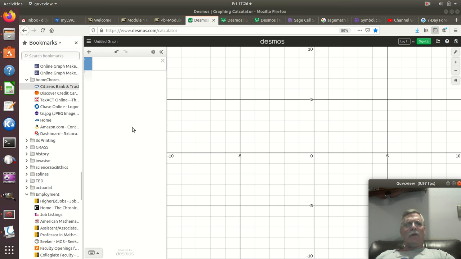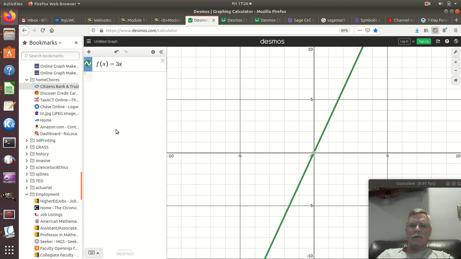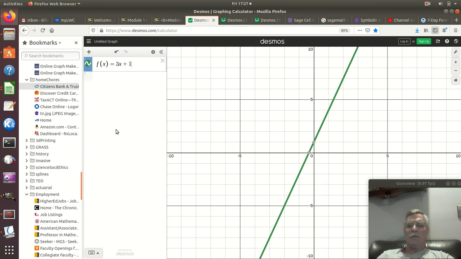Alright, now in this we want to look at slopes of straight lines and see what happens with them. So I'm going to start with just defining some straight line. I'm going to use f of x because I want to operate on it and do some algebra with these to see what happens. And let's go with 3x plus 1. Okay, so there we have it.